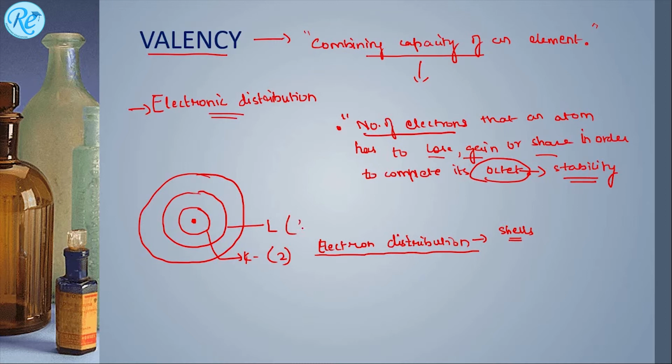L, on the other hand, can have 8 electrons. Similarly, M can also have 8 electrons. Now, this much is enough for you, and now we'll take some examples.